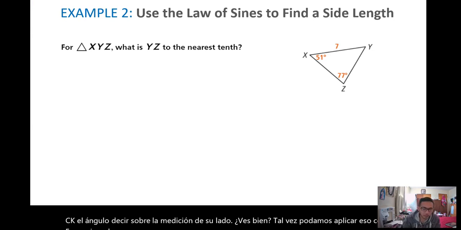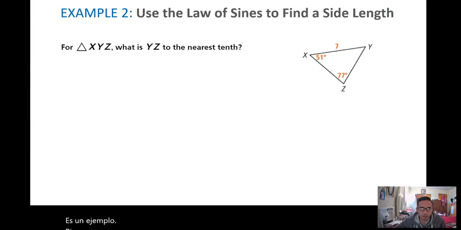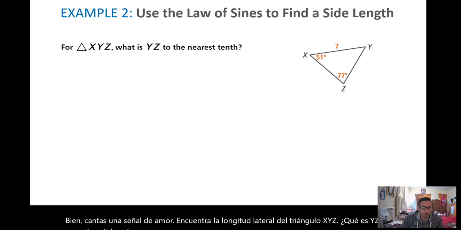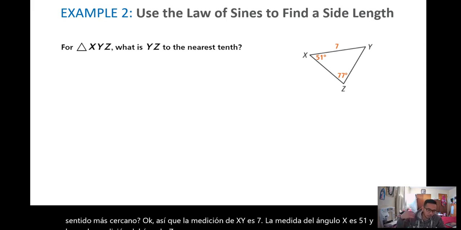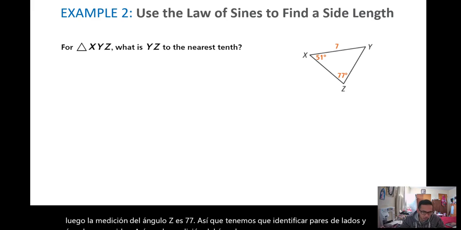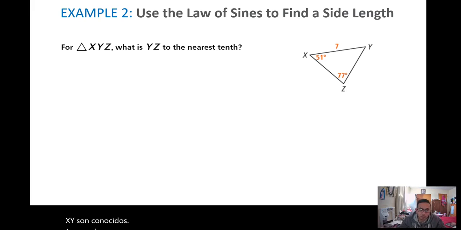Using the law of sines, find the side length. For triangle XYZ, what is YZ to the nearest tenth? The measurement of XY is 7, the measurement of angle X is 51, and the measurement of angle Z is 77. We have to identify pairs of known sides and angles. The measurement of angle Z and the length of its opposite side, which is XY, are known. And the measurement of angle X is 51, which is already given there.